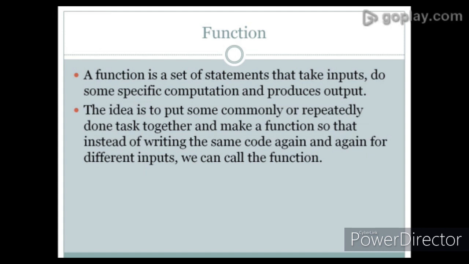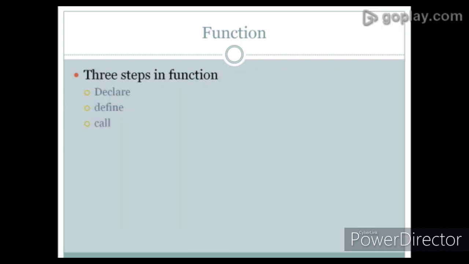Let us take an example. If you have to calculate the total of the students, like we have a number of students, instead of writing for each and every student, we can make a function of calculating a total so that for each and every input, we can just call the function instead of writing the same code again and again. So there are three steps in a function. They are declare, define and call.